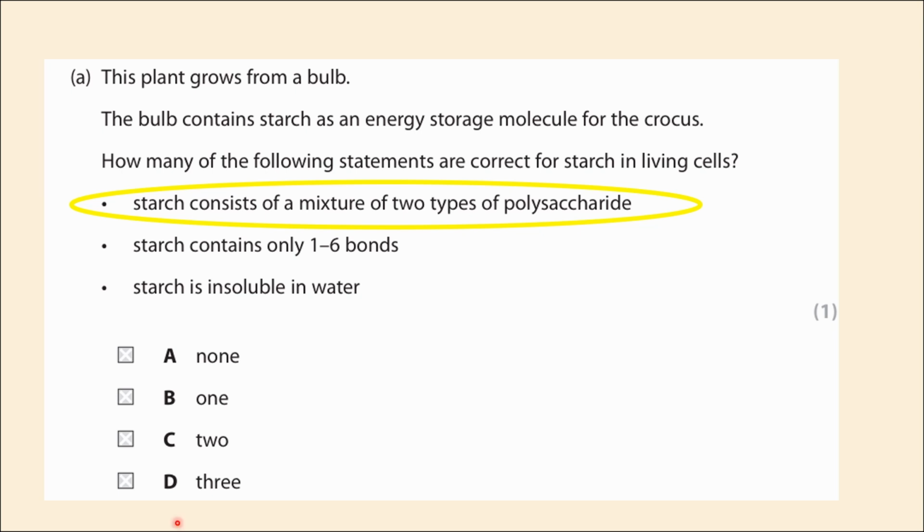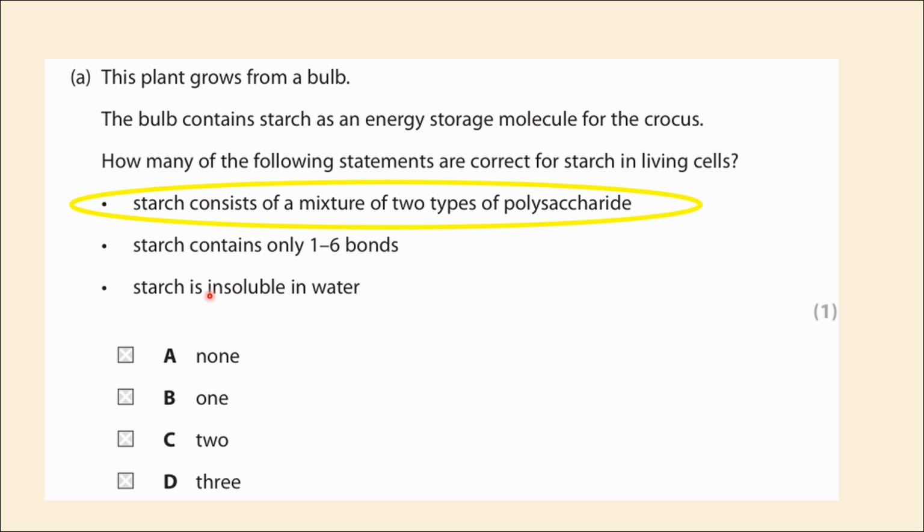The second statement claims that starch contains only 1,6 bonds, which is incorrect. Starch consists of both amylose and amylopectin, and amylose has 1,4 glycosidic bonds, while amylopectin contains both 1,4 and 1,6 glycosidic bonds. Therefore, saying starch has only 1,6 bonds is incorrect.